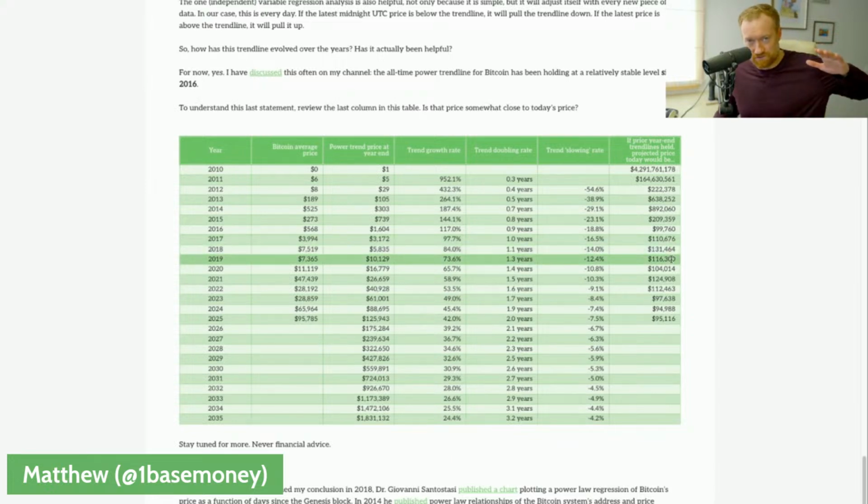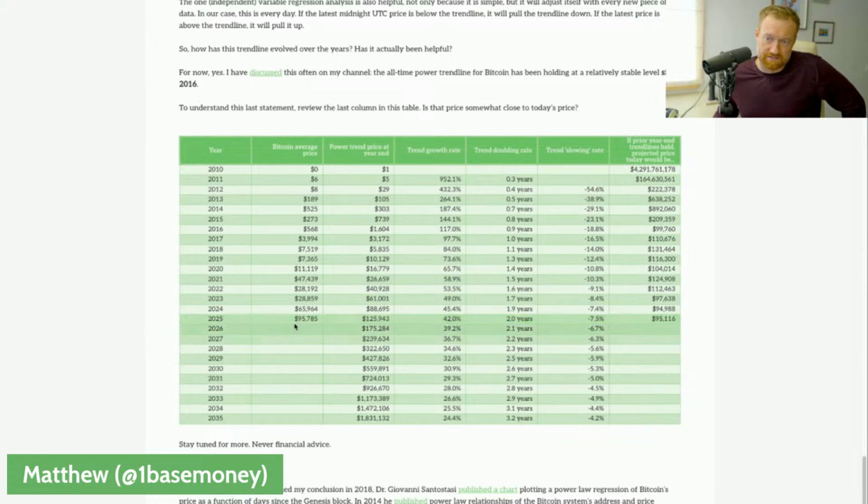2019, you're deflating that projection because the price went down in 2019. This is through the year 2019: $116,000 Bitcoin, $104,000, $124,000, and so on, until we get to the all-time power curve, which is $95,116 today. That's the trend. This is average price, so it shows we're at average price for the year, pretty close to the trend. Actual price is 10 grand, 12 grand under trend.